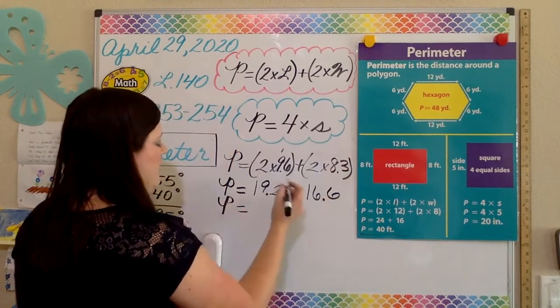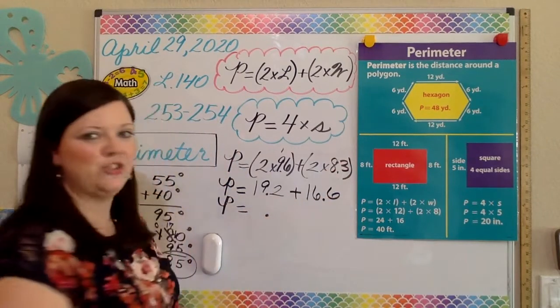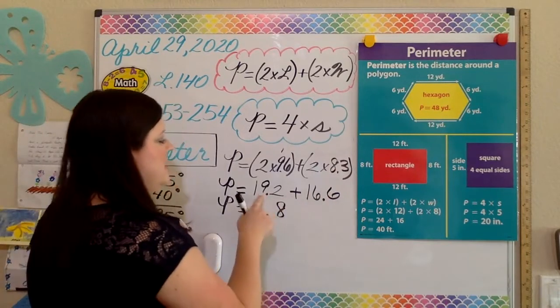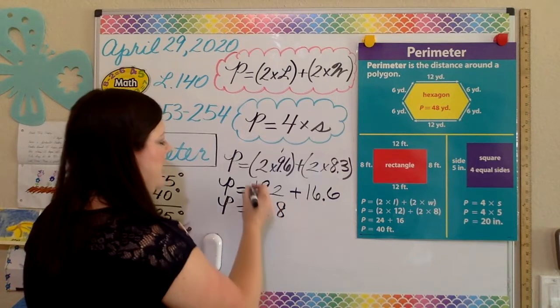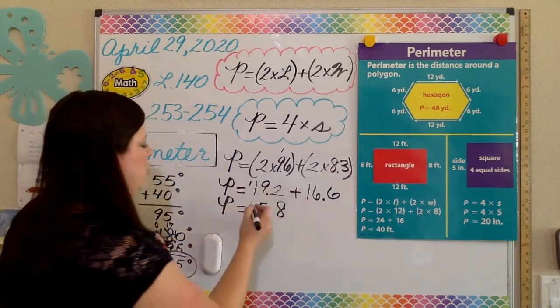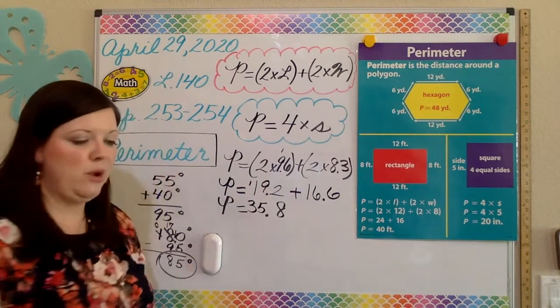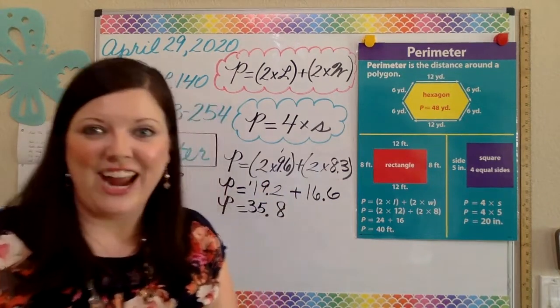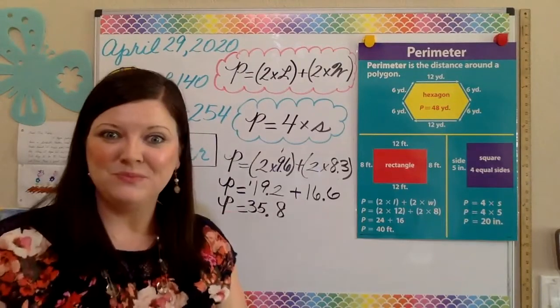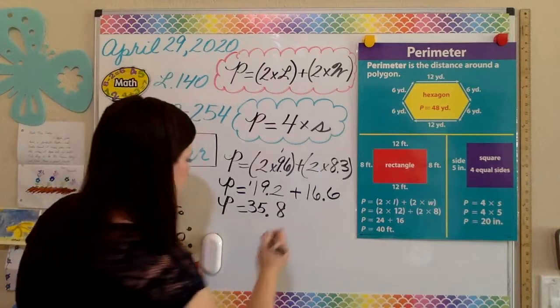Here we go. If we're adding decimals, bring your decimals straight down. 2 plus 6 is 8. 9 plus 6 is 15. Carry the 1. 1 plus 1 is 2. 2 plus 1 is 3. Our perimeter for section 5, letter A, is 35.8 yards.